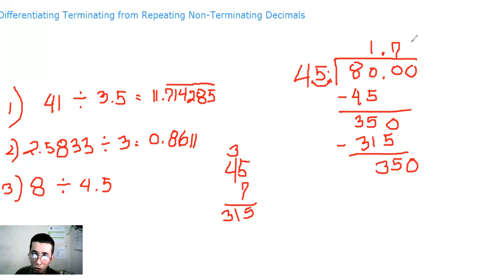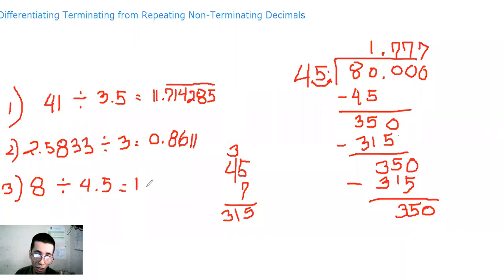Then, dito, 350 divided by 45, that is 7 also. So, 7 times 45, so 315. So, umulit na lang ulit tayo sa 315. Magkakaroon ulit tayo ng 35. So, we add 0 here. Tingin mo, non-terminating decimal na siya, diba? So, maglalagay na tayo ng bar dahil paulit-ulit na tayo ng 7.